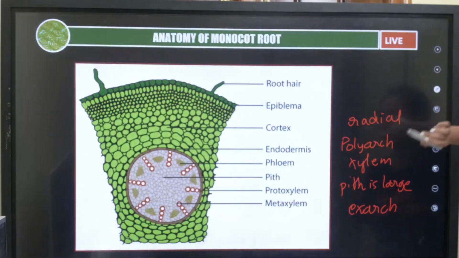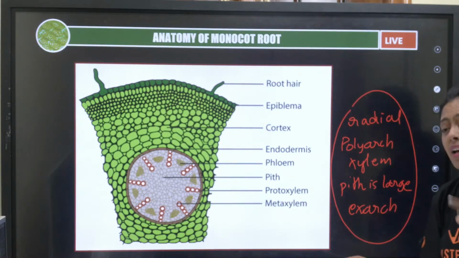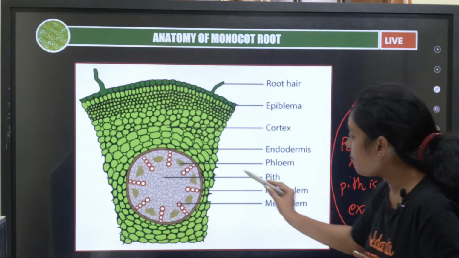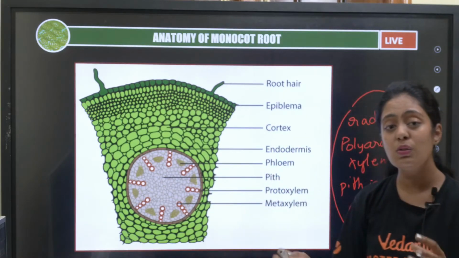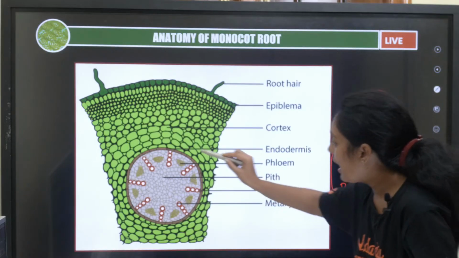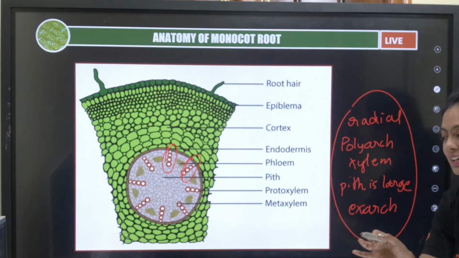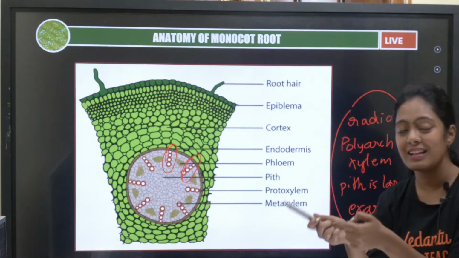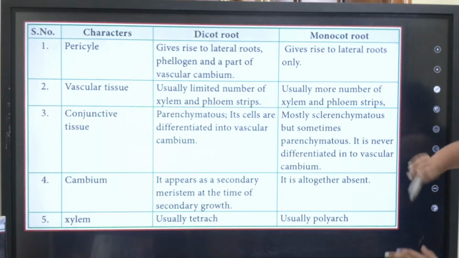Okay, now this is about your monocot. In monocot, this is all you need to remember. They are very similar. Here there is a big pith. I can see a very huge pith, and I can also see a polyarch xylem. I can see many xylem here. That is the only difference. So all of you write it in the chat section: polyarch xylem and pith is large. Yes, so this is the difference.